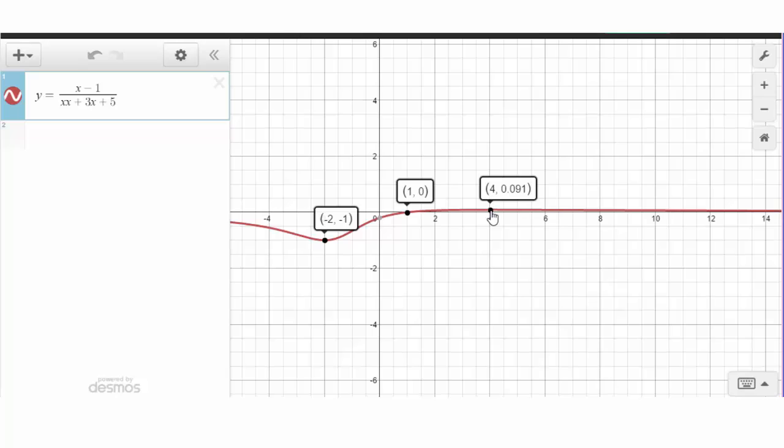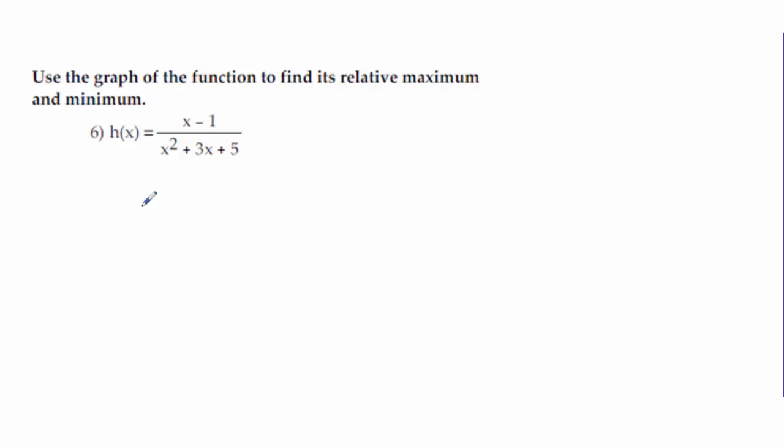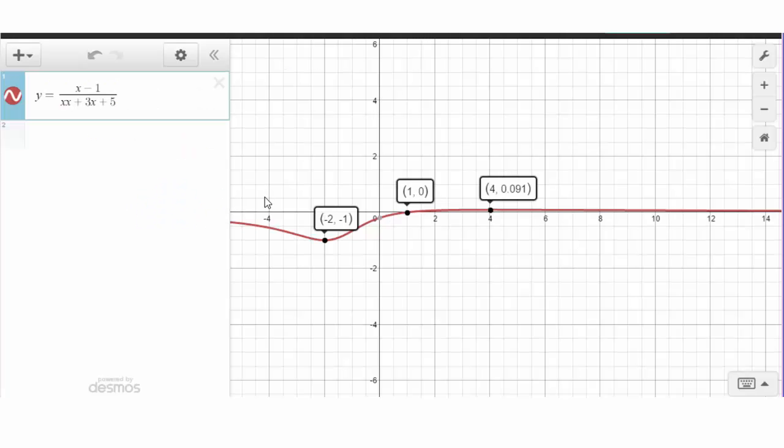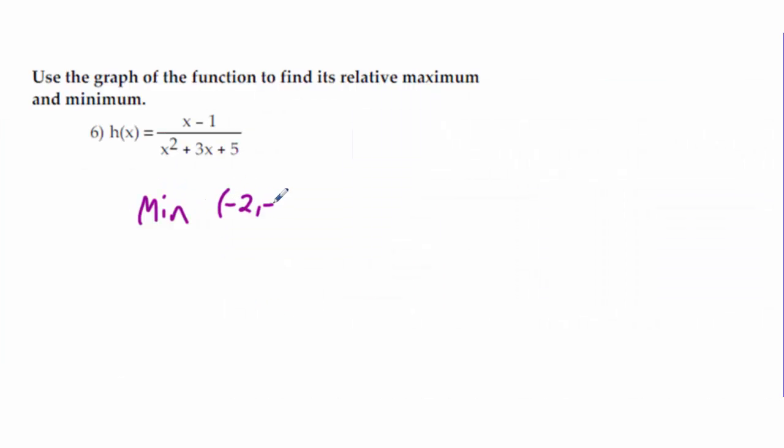And so I'd have to calculate that on my calculator using second trace again. So that's why I don't really like this, because it's not super obvious that that's a maximum. I'll make sure it's more obvious if there's a problem like this on the test. So there is a minimum at -2, -1. And a maximum at 4, 0.09.